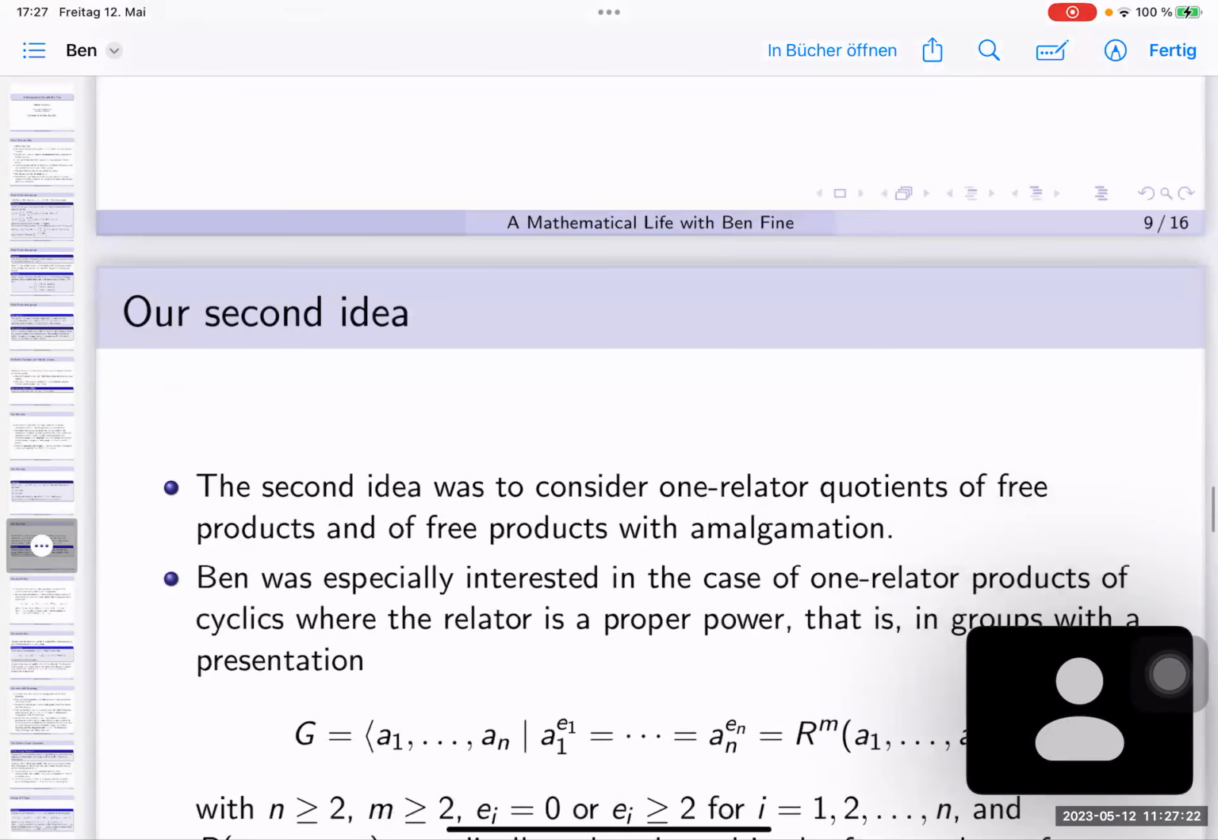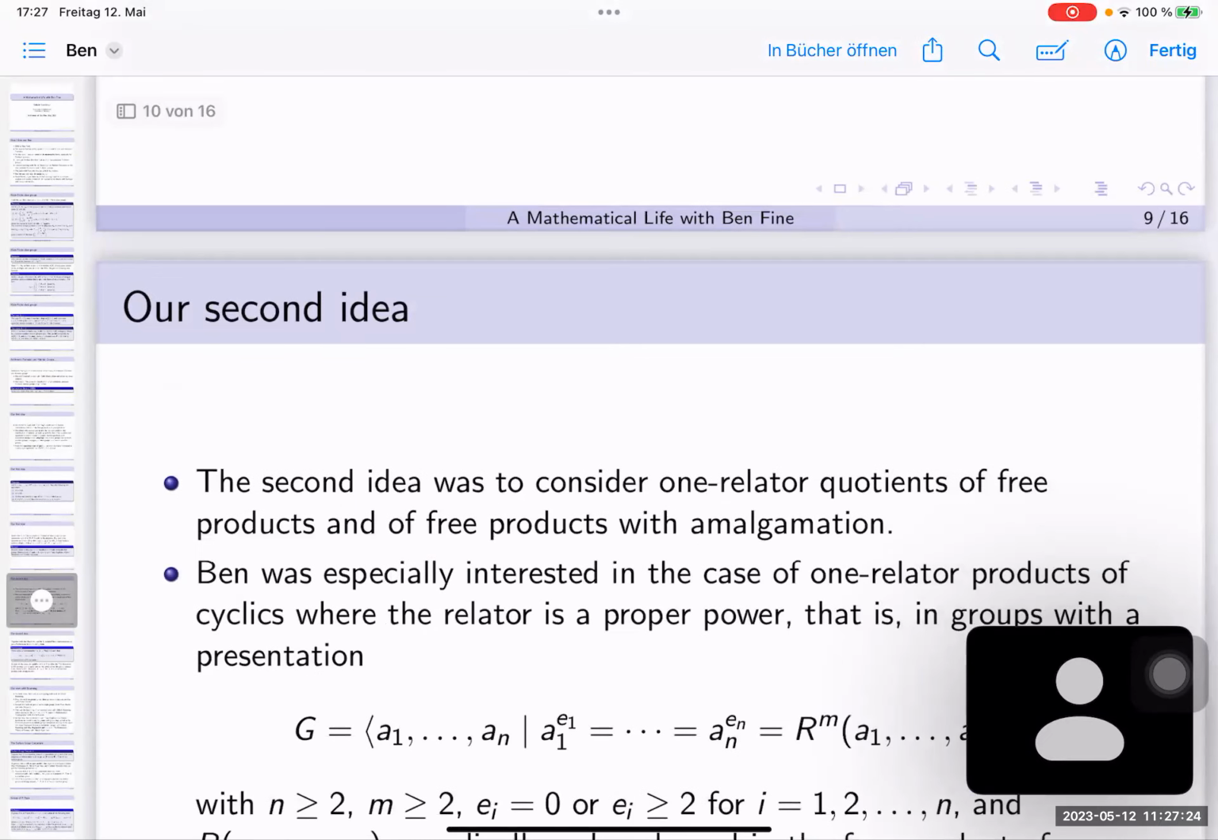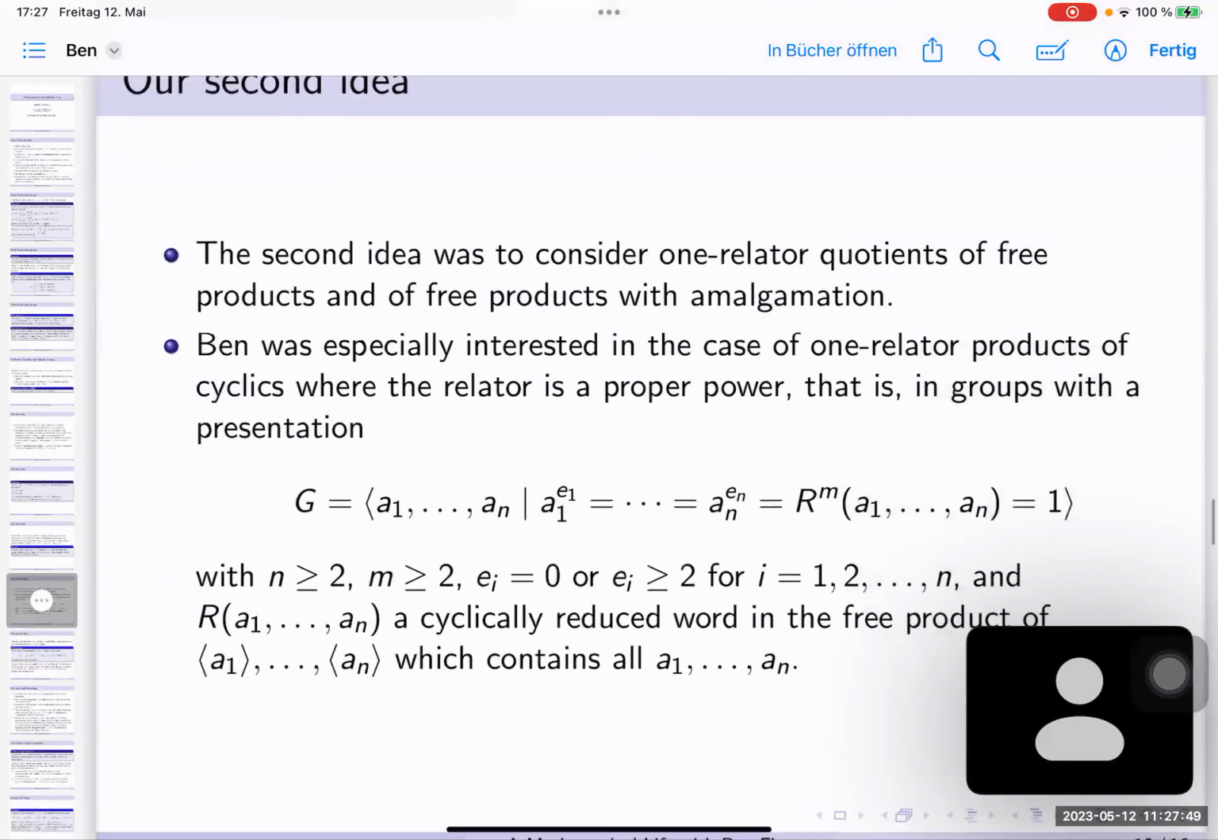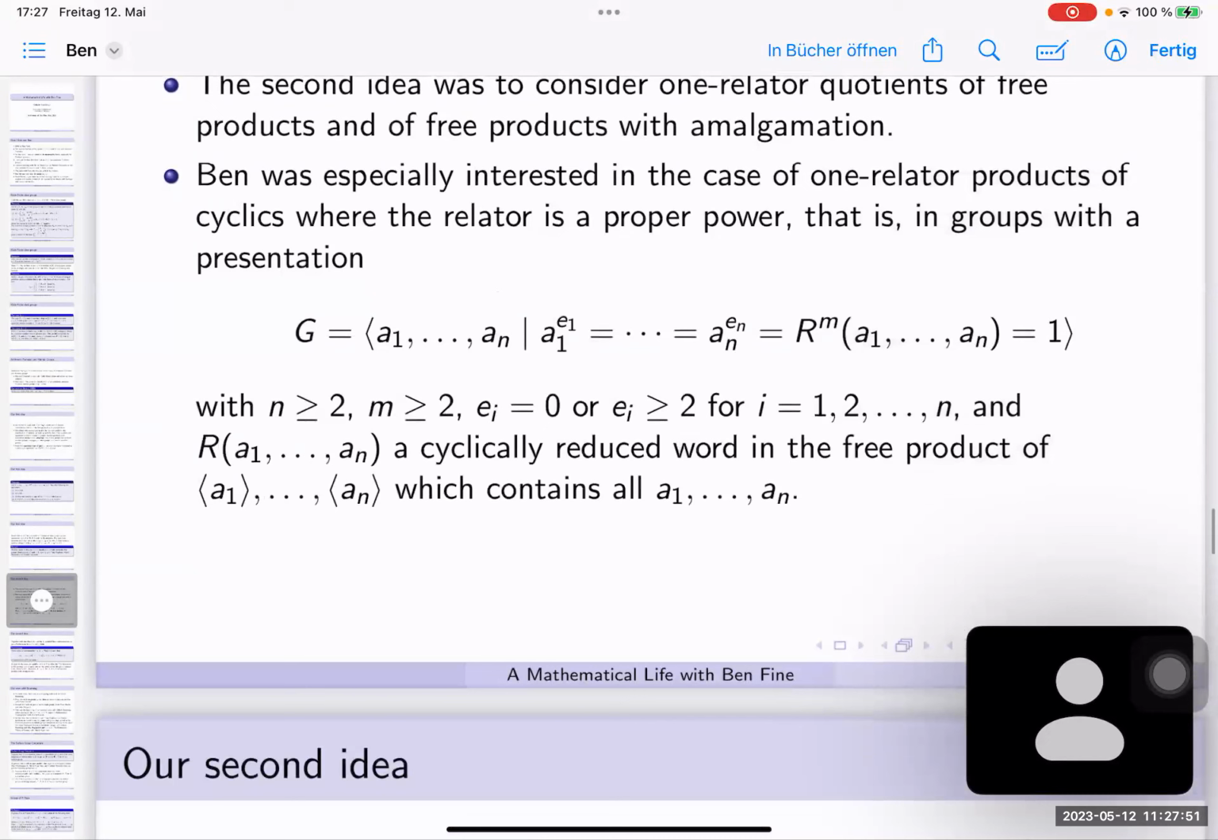Now our second idea. The second idea came from Ben. We met at a meeting, I think it was in St Andrews, and he came up with the question, what happens if you take a one-relator quotient of free products, or free products with amalgamation, and so on? Especially he was interested in the case of one-relator products of cyclics. That is groups of this type of presentations.